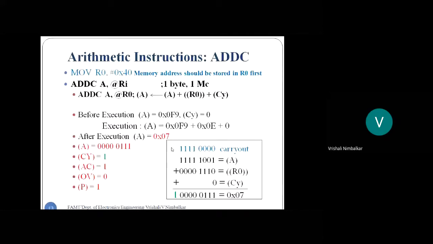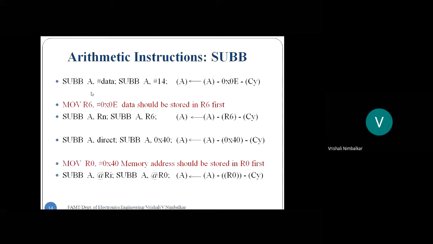Now that was regarding add with carry. The carry bit gets added. Now we will see subtract with borrow. See students, we do not have a normal subtraction SUB. We compulsorily have subtract with borrow. Right? And the 4 addressing modes, SUBB A hash data. So I have written an example SUBB A comma hash 14. It means A minus 14 minus the carry flag. The carry acts as a borrow here. So A minus 14 minus the carry flag. And the result is stored in accumulator.